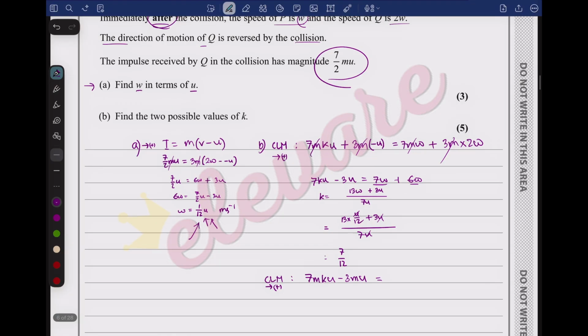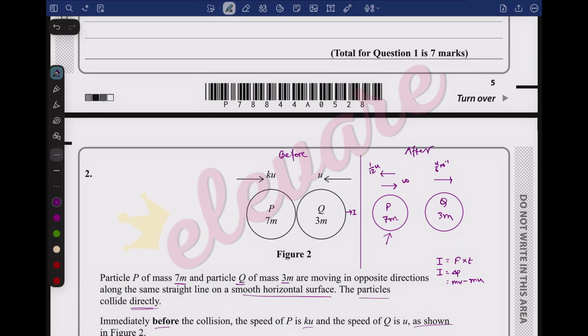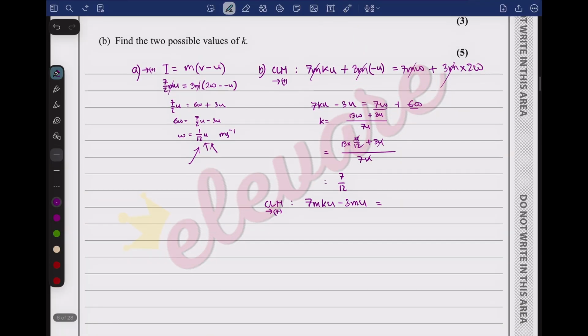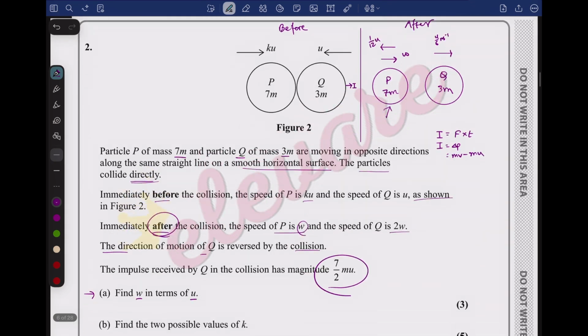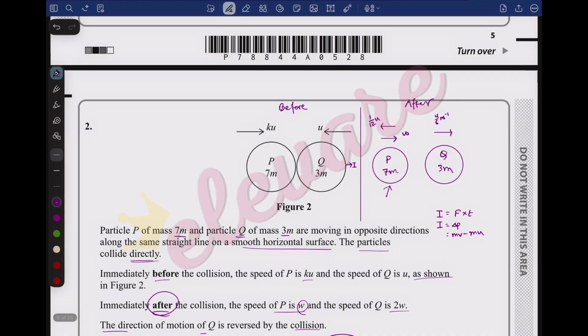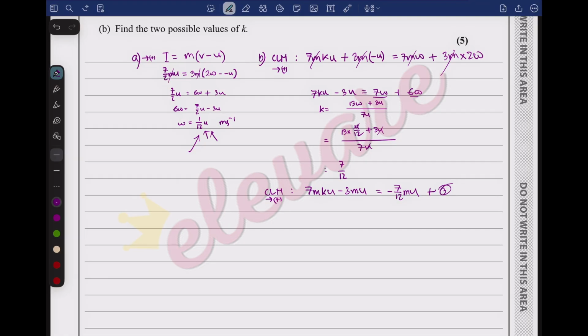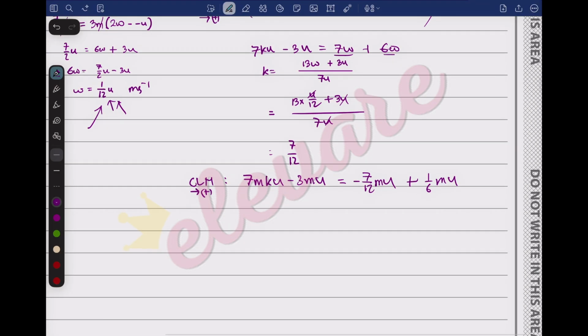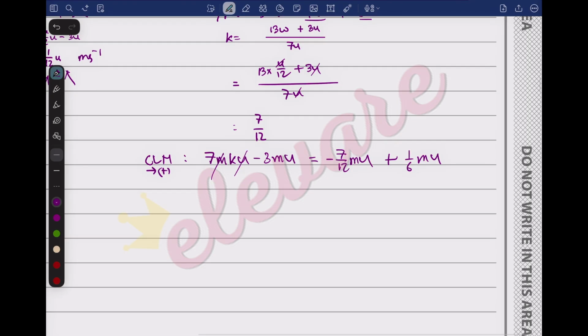Equal to, now we have 7m times negative 1 by 12u. So negative 7 by 12 mu. Then we have plus the momentum of q. The final momentum of q is 3m times u by 6. 3m times u by 6 is basically 1 by 6 mu. So now you can see that we are able to cancel the m's and the u's on either sides.